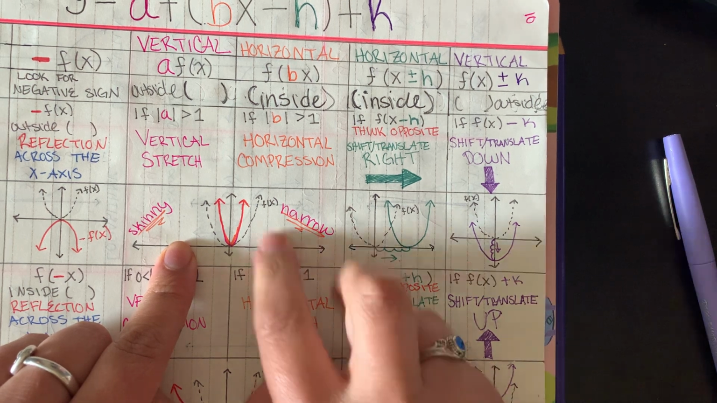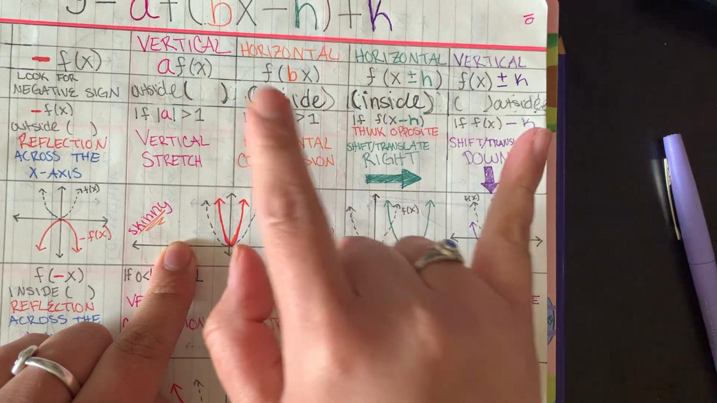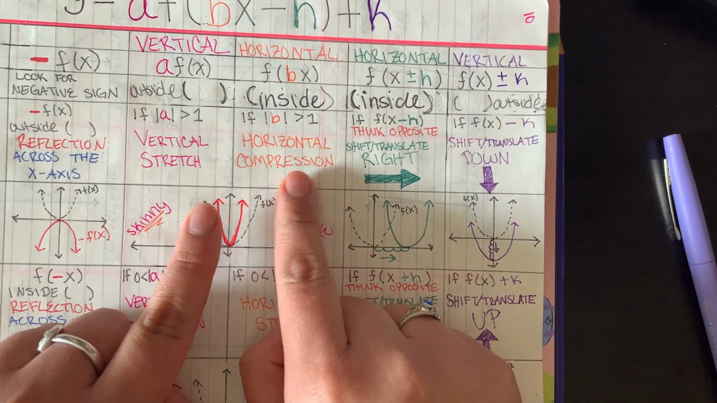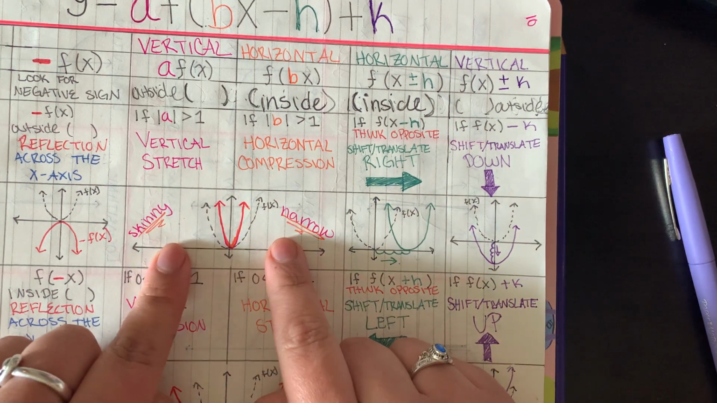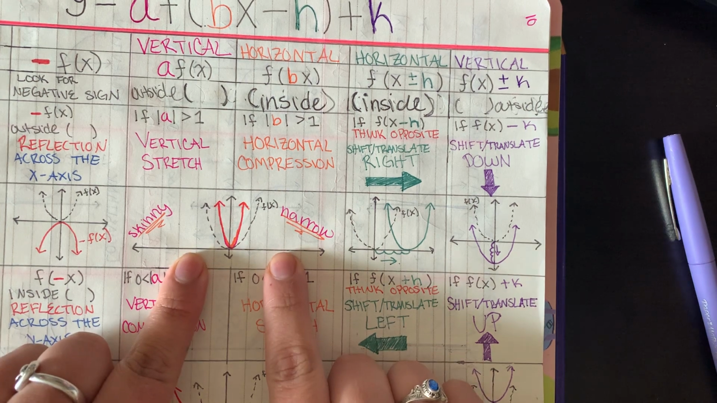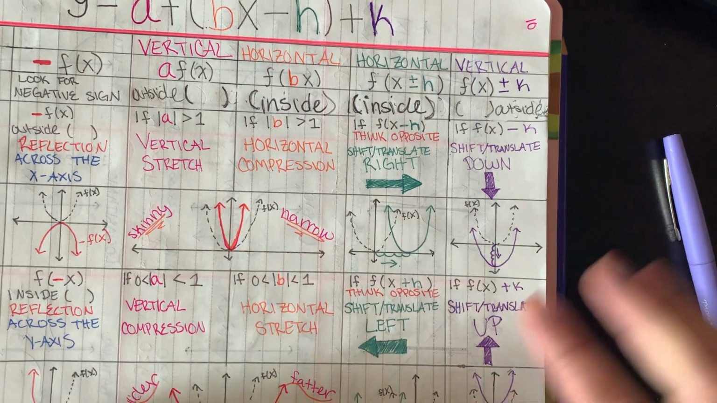Okay, so basically look at it this way. Anything that happens inside is always going to be opposite of what happens outside, right? So it's going to look different, right? But for these two right here, that's the name and that's what it's going to look like and that's what it's doing. So we have the parent function and what it's physically doing.